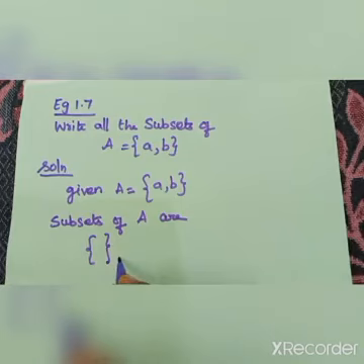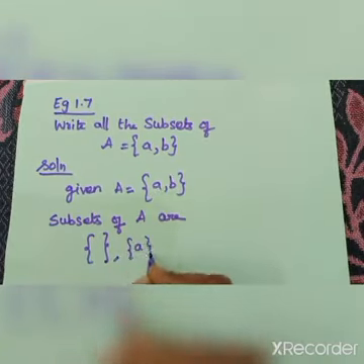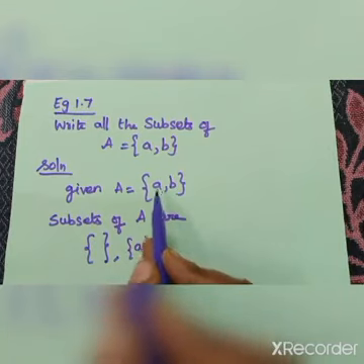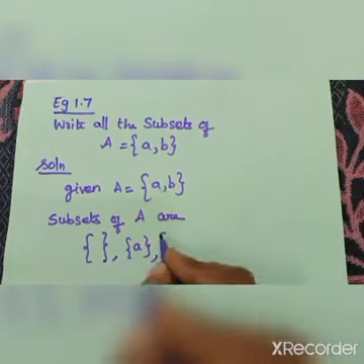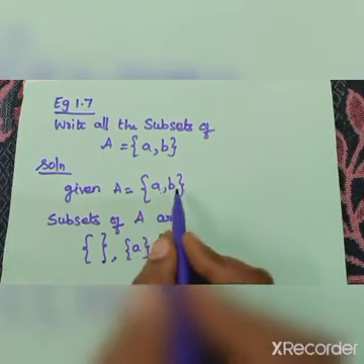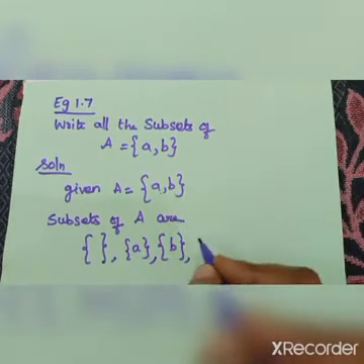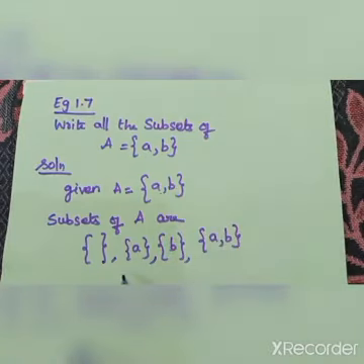What is meant by the empty set? The set has no element. That is the empty set, comma. Then the first element a. Small a is a subset of the given set A. Then next, comma, the next element b. b is also a subset. Then we also know that every set is a subset of itself. So {a, b} is a subset of itself, so that can also be written. Understood, students?